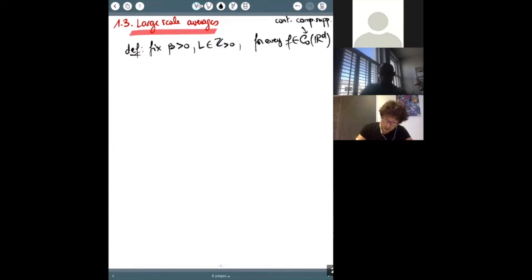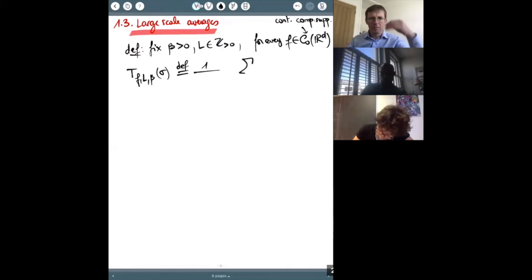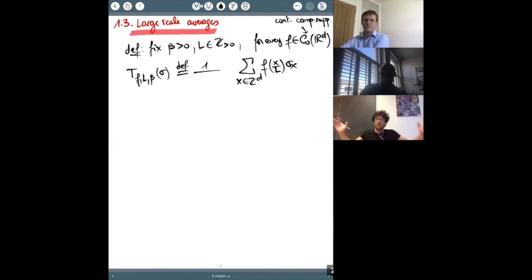T of f, L, beta of sigma to be the following. It's going to be 1 over a renormalization, which I will give later. The important thing is that it's the sum over x in Z^d of f of x divided by L times sigma x. So you average sigma x against a rescaled version of your function f. Another way of putting it is that you rescale your lattice by a factor 1 over L, and then you average f of y against sigma of y, where y ranges over the vertices of your rescaled lattice.